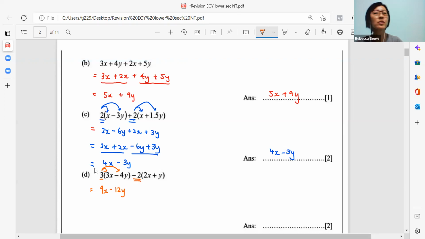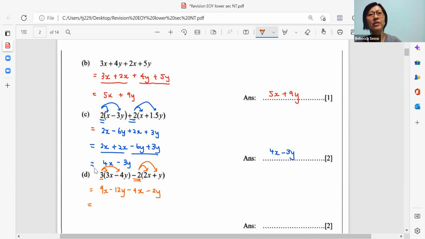Next, we have minus 2 outside the second bracket. We're going to multiply minus 2 with each of the terms in the second bracket. So minus 2 times 2x will give you minus 4x. Minus 2 times y will give you minus 2y.